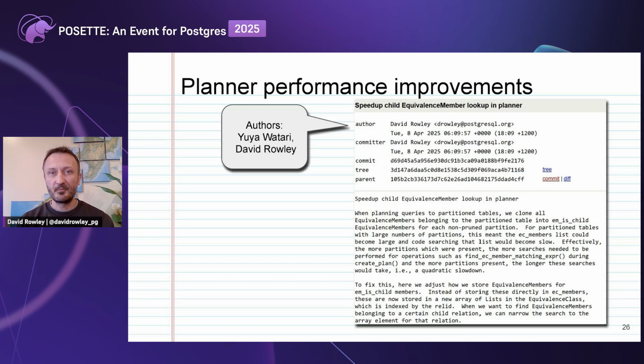And the problem was the actual internally within the planner, when searching for those, it was a linear search. So that search would become slower and slower the more partitions that were added. But also the more partitions that were added, the more number of searches that we had to do. So effectively that caused a quadratic slowdown. And this commit fixes that problem.